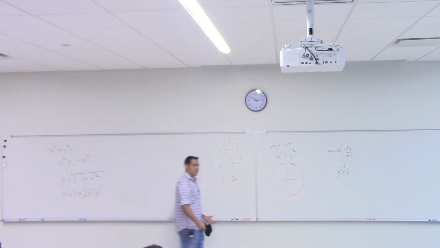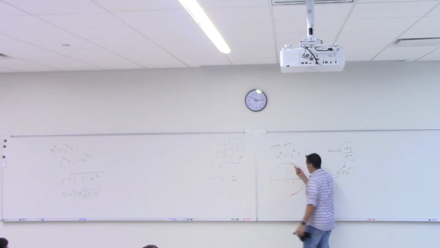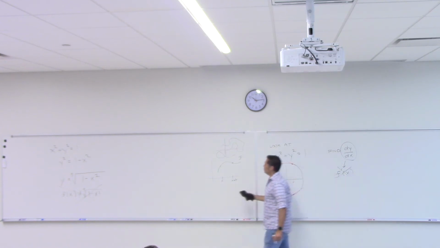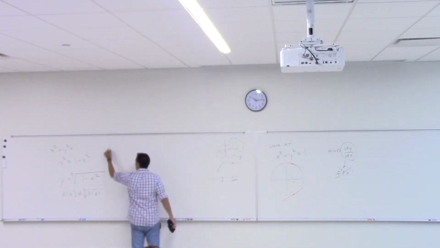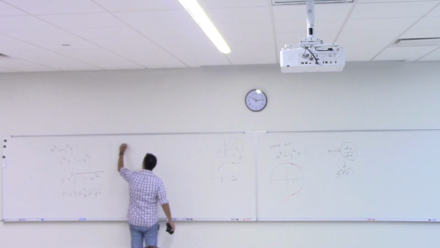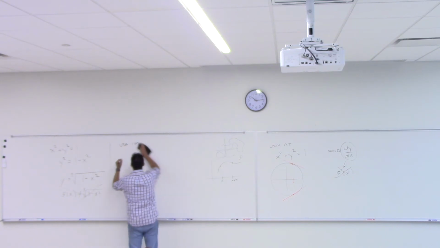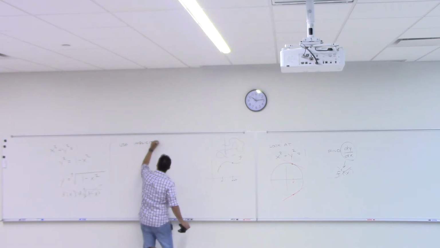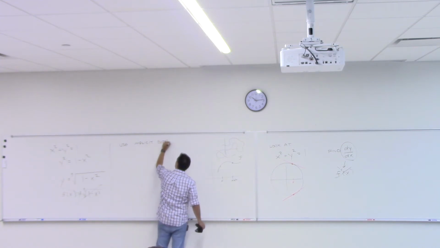But can we still find the slope of a tangent line? We know they're there. We know that there are 2 tangent lines. They have slopes. Can we find them? So what we do is this. We use implicit differentiation. I'm just going to put implicit diff.